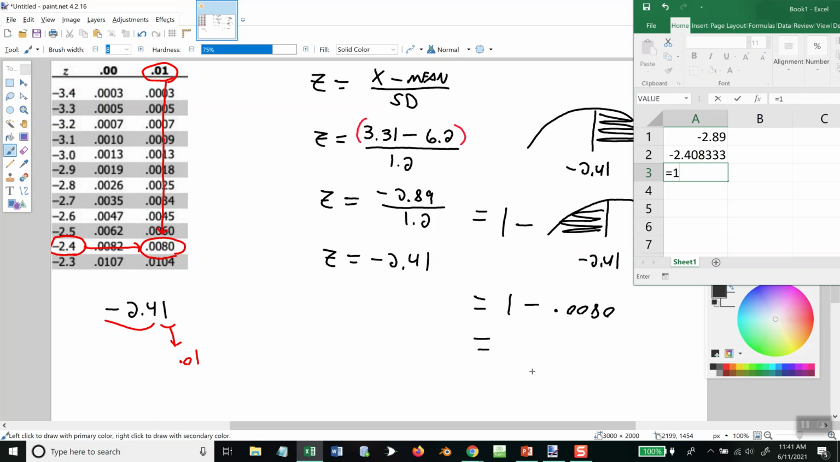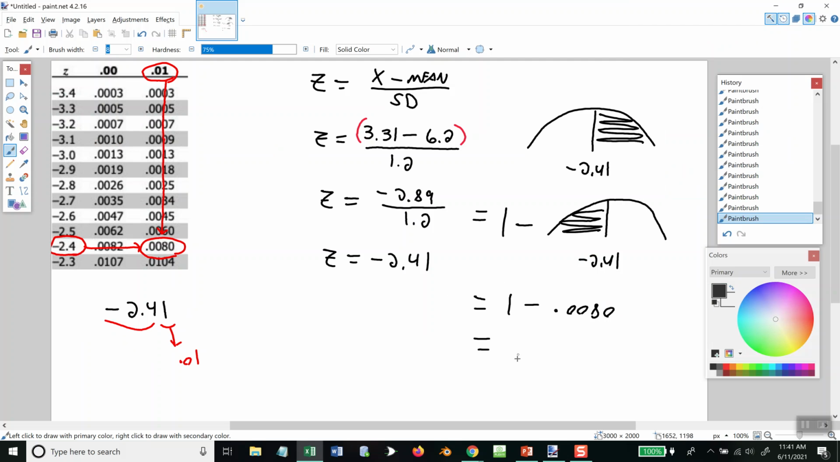So 1 minus 0.0080 is 0.992. And if I was changing that to percent form, I'd move my decimal point 2 places to the right, and I'd have 99.2%, and round is appropriate.